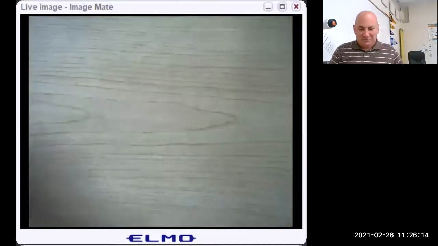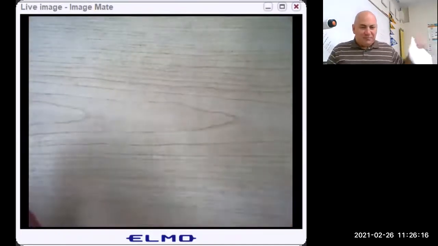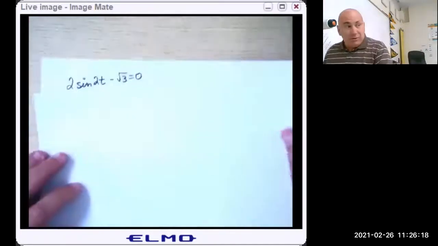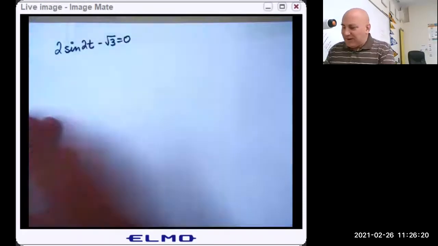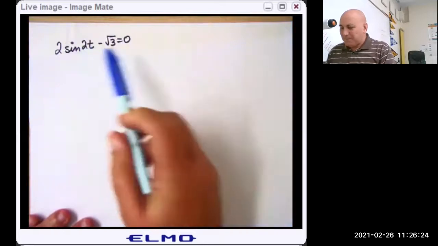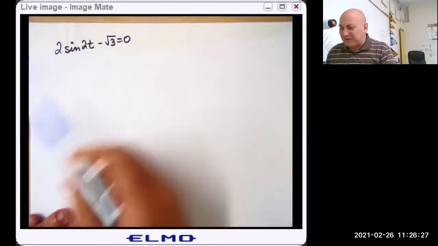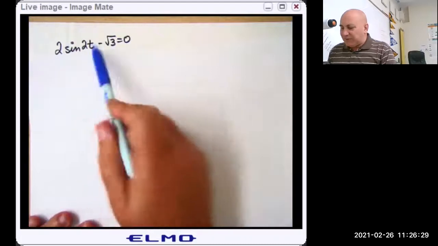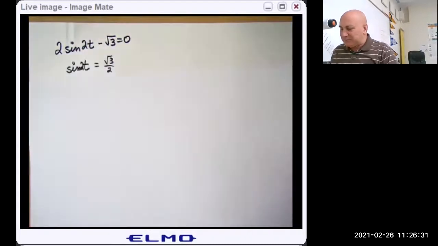Last slide. Okay, so now I have the sine of 2t. Oh, well, that's fun. That throws a little wrinkle into it, doesn't it? So we're going to solve for the sine of 2t. And how are we going to solve this?